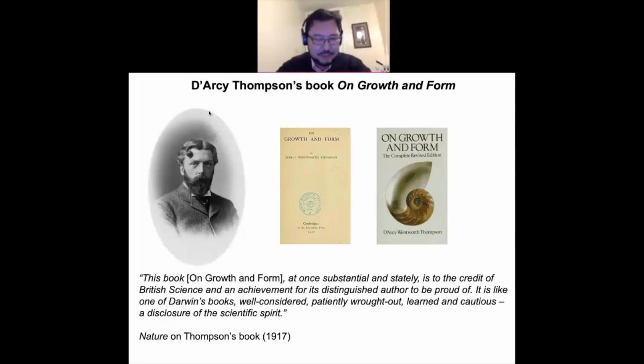You can see here a description that Nature magazine gave of Thompson's book: "This book on growth and form, substantial and stately, is to the credit of British science, an achievement of its distinguished author to be proud of. It is like one of Darwin's books, well considered, patiently wrought out, learned and cautious, a disclosure of the scientific spirit. A great book." It's actually a very good read. I highly recommend it.